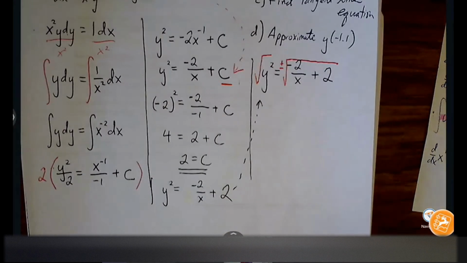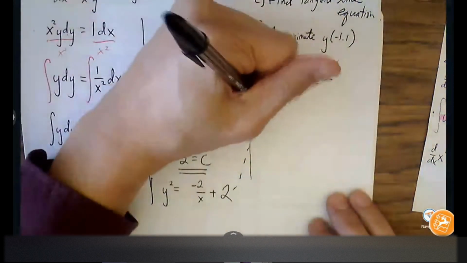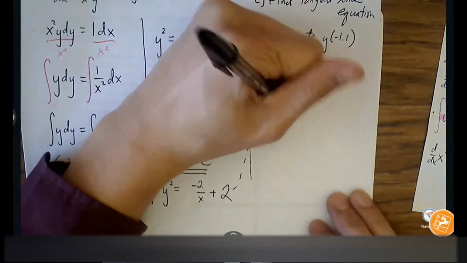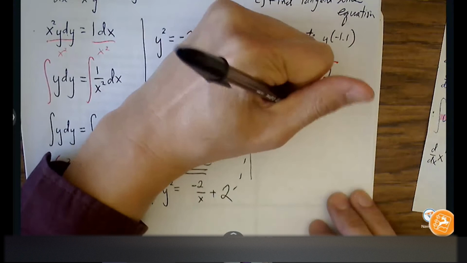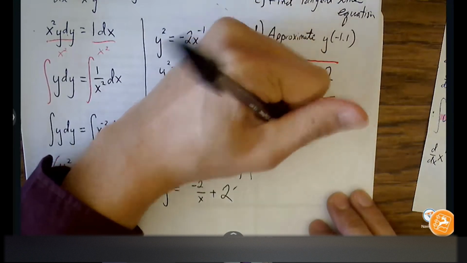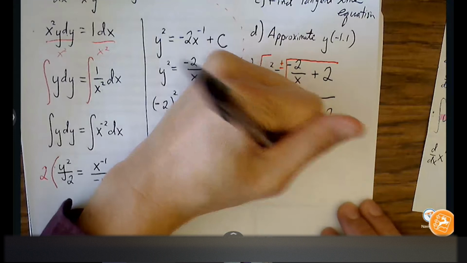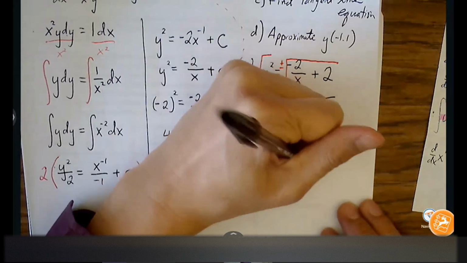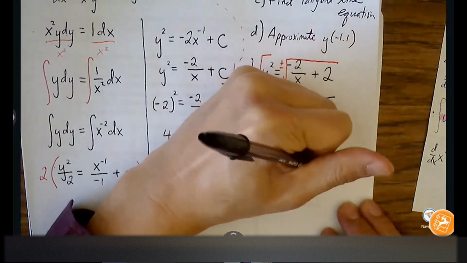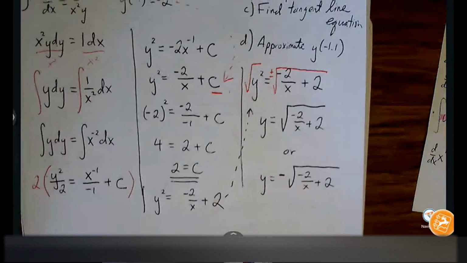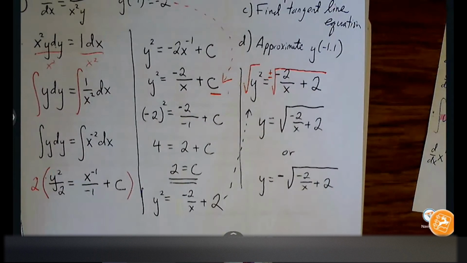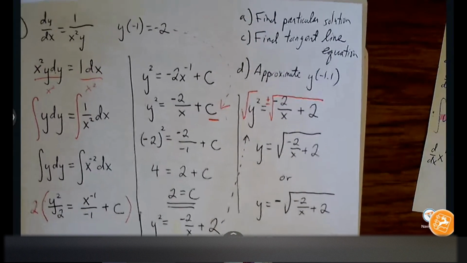All right, so plus or minus, which means that we have 2 potential solutions, and we're going to choose between one of them. It's not going to be both. It's going to be one or the other. So we have our 2 options. Which do we choose?